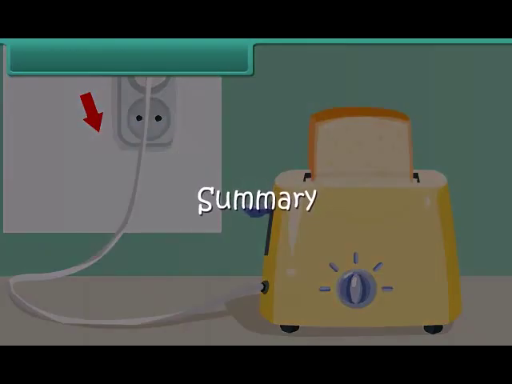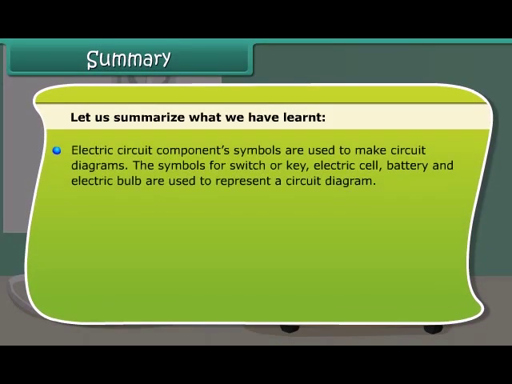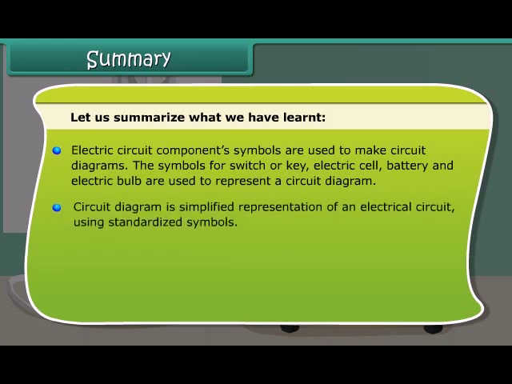Summary. Let us summarize what we have learned. Electric circuit component symbols are used to make circuit diagrams. The symbols for switch or key, electric cell, battery, and electric bulb are used to represent a circuit diagram. Circuit diagram is simplified representation of an electrical circuit using standardized symbols.